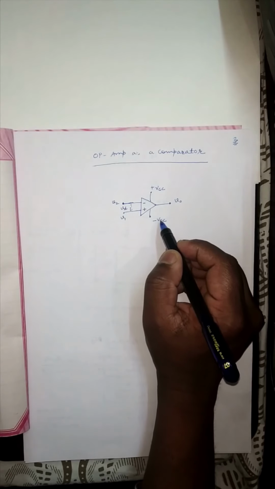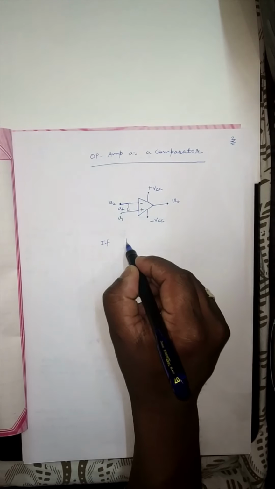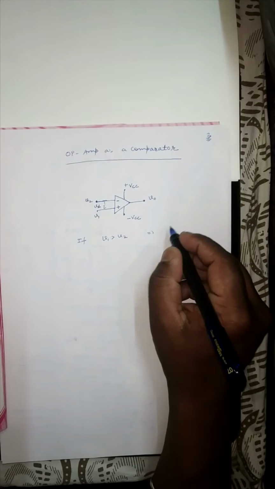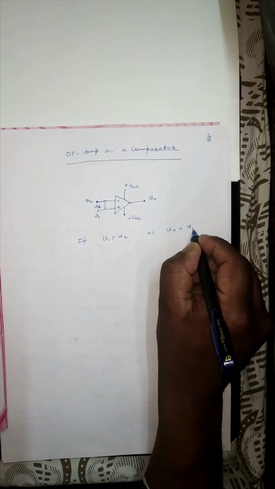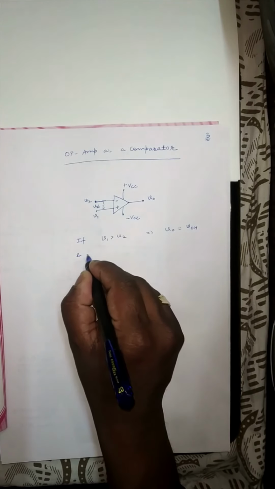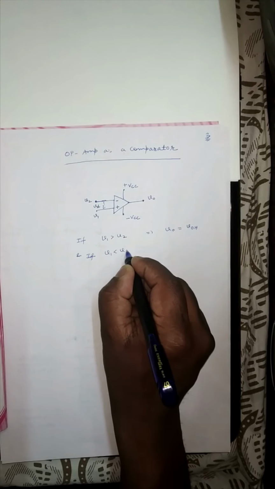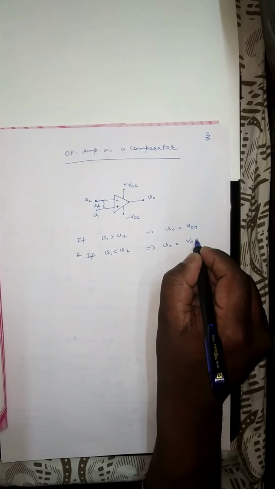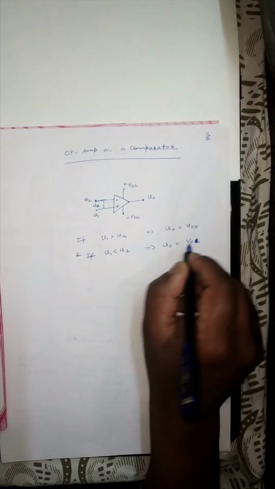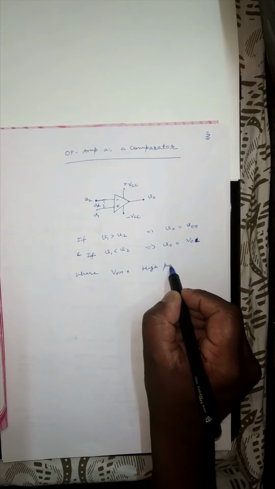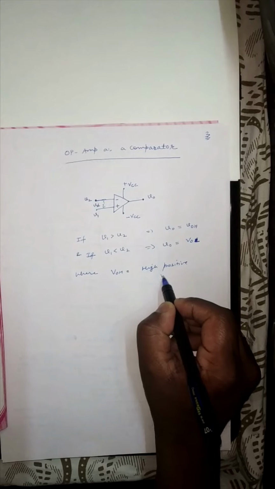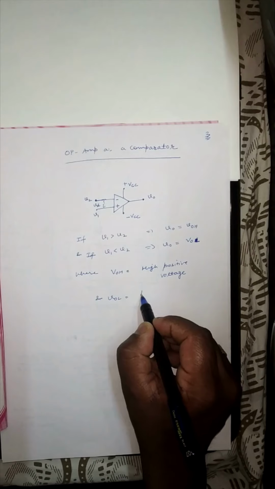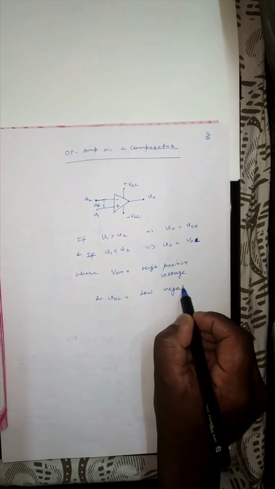So in this case, if V1 is greater than V2, then Vo is equal to VOH, and if V1 is less than V2, then Vo is equal to VOL. VOH is high positive voltage and VOL is low negative voltage.